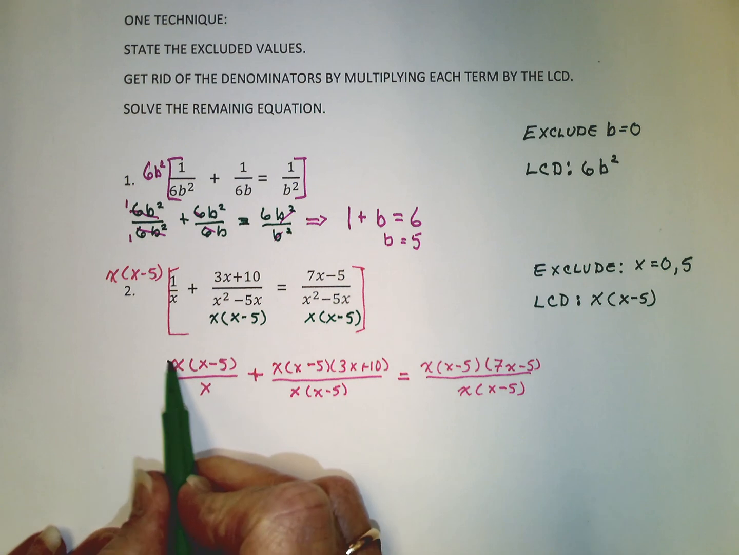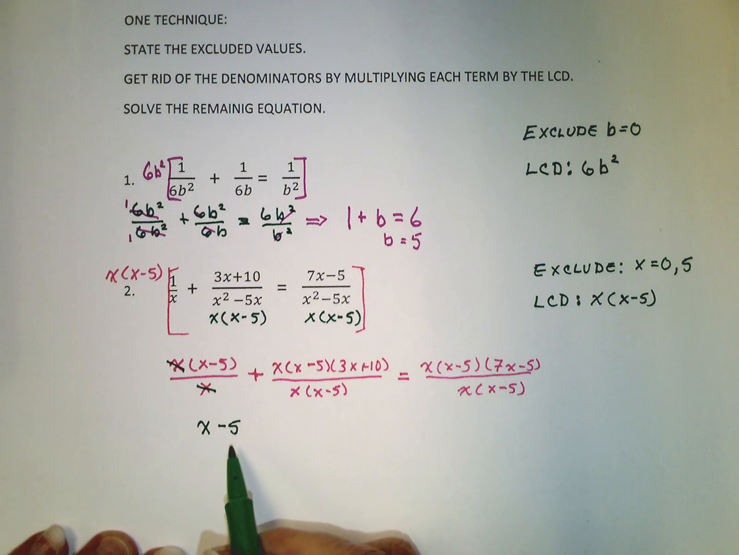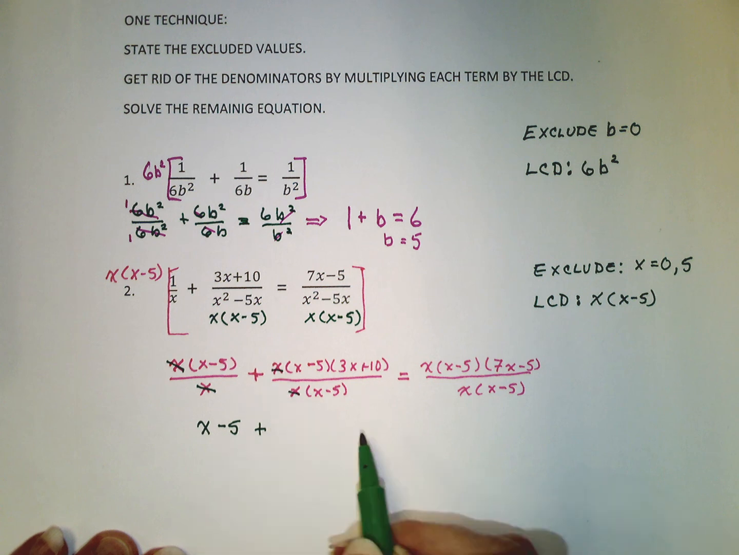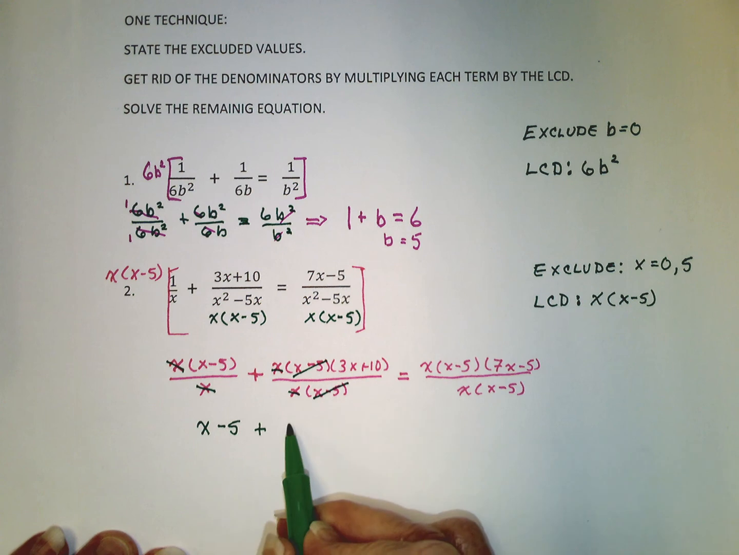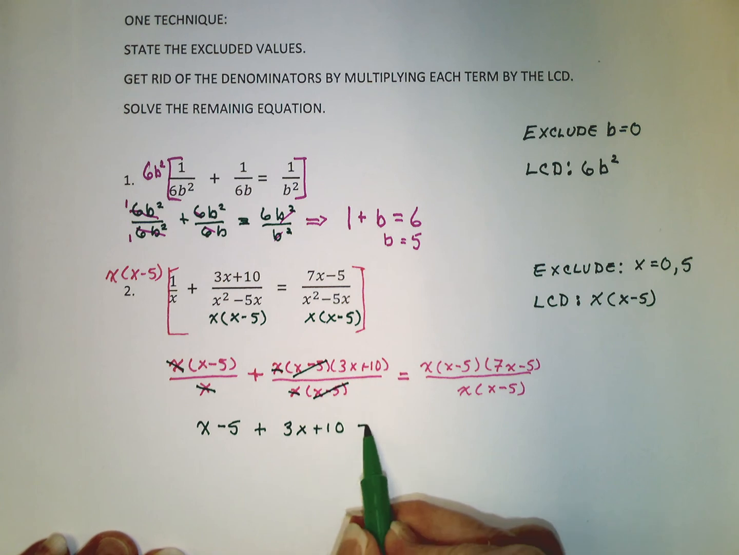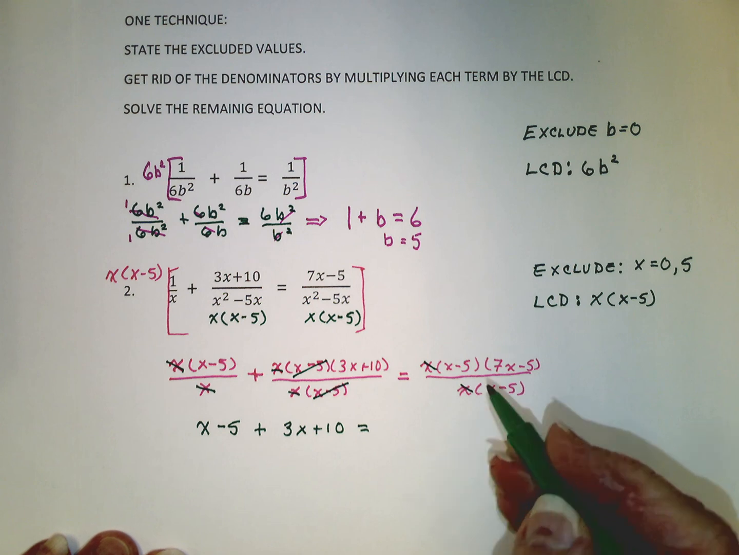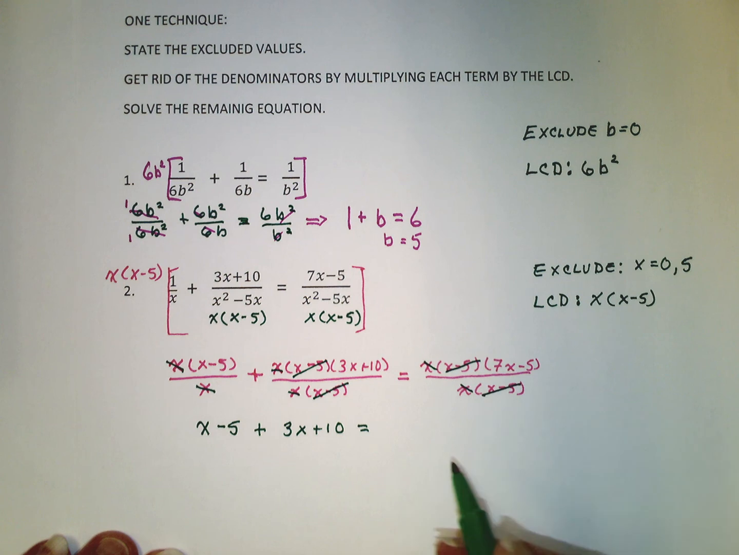So in the first fraction, we can cancel out the x's. We have x minus 5. In the second fraction, we can cancel out the x's. We can cancel out a factor of x minus 5. And all we have left is 3x plus 10. On the other side of the equal sign, we can again cancel out those x's. We can cancel out this factor, because it's in parentheses here, x minus 5. And we are left with a much simpler equation.